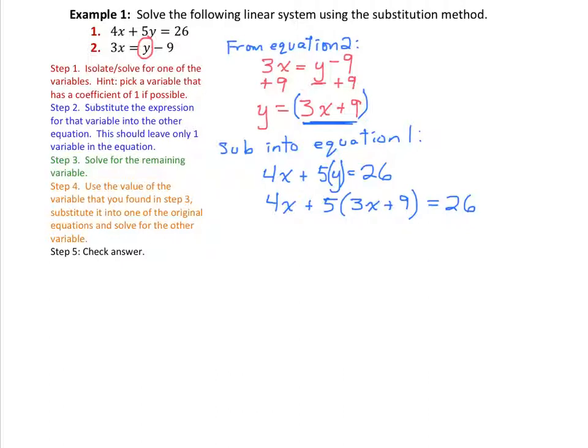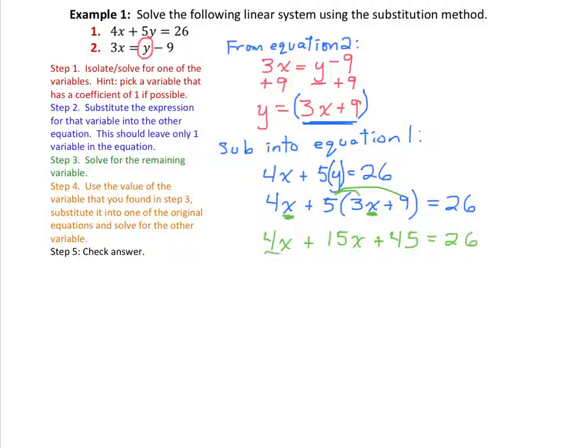For step 3, we're going to go ahead and solve for the remaining variable. Well, the remaining variable is just x because that's the only variable we have in this equation. So the first thing you're going to do to solve for x is to use the distributive property to expand the brackets, or multiply out the brackets. So the 4x on the front will stay the same, and now 5 times 3x is 15x, and 5 times 9 is positive 45, and that's equal to 26. So there we've expanded our brackets.